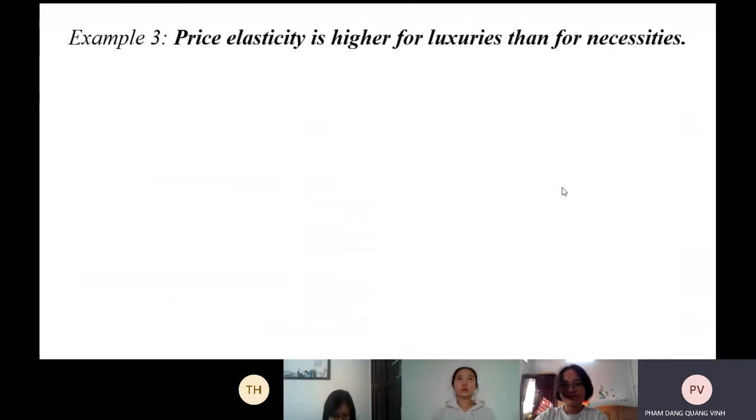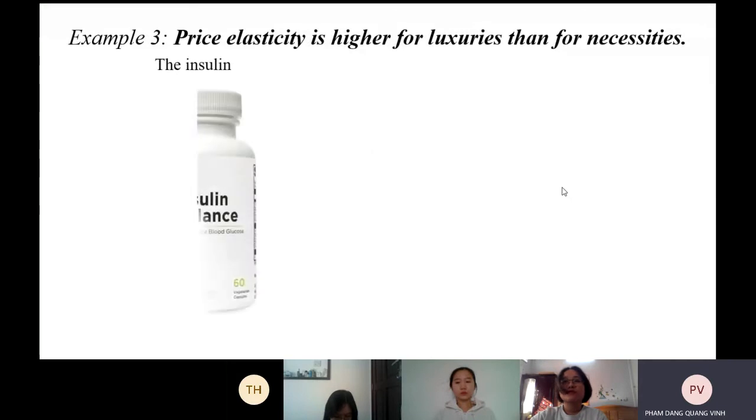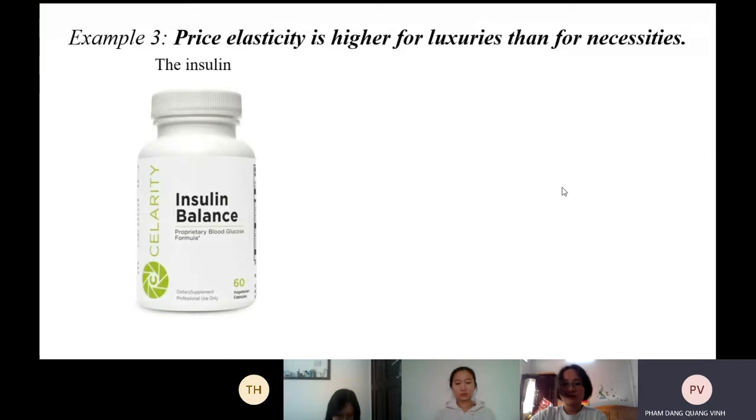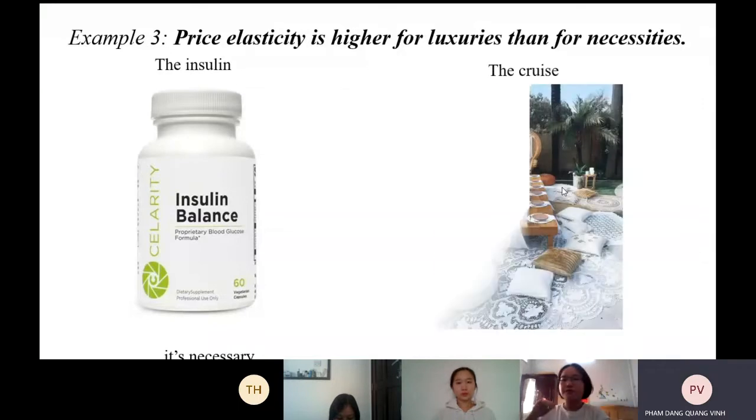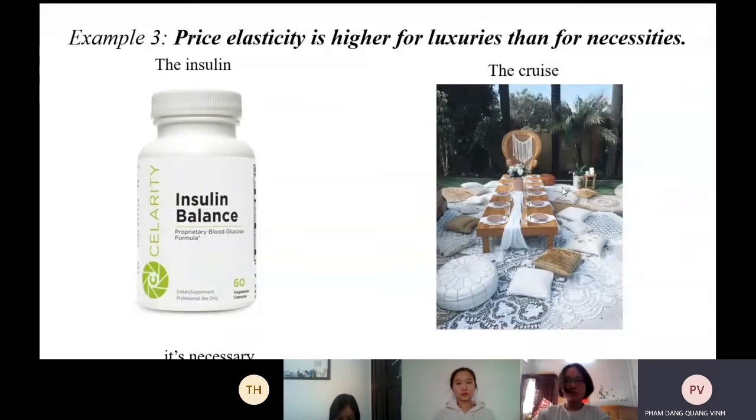When it comes to the third example, price elasticity is higher for luxury than for necessity. Insulin will be one of the essential things for the diabetic. Honestly, there will be no decrease in demand when the cost per dose rises. The prose is different from what I have just said before because it takes money, but it's not actually important for most people.